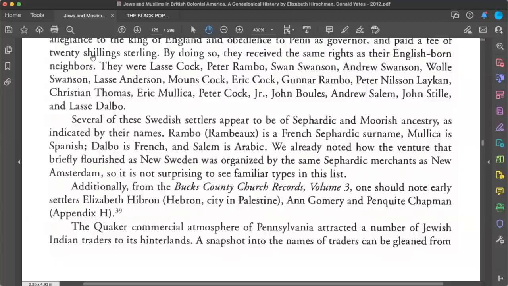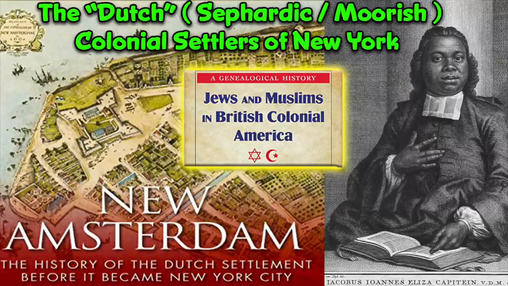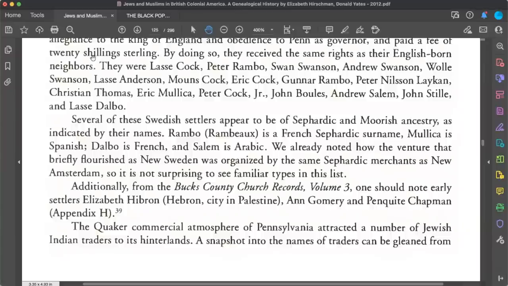We already noted how the venture that briefly flourished as New Sweden was organized by the same Sephardic merchants as New Amsterdam, so it is not surprising to see familiar types in this list. Again, we got that in the last installment of this series, reading this book, the last chapter, chapter 5. Additionally, from the Bucks County Church Records, volume 3, one should note early settlers Elizabeth Hebron, city in Palestine, and Gomery and Penquit Chapman.